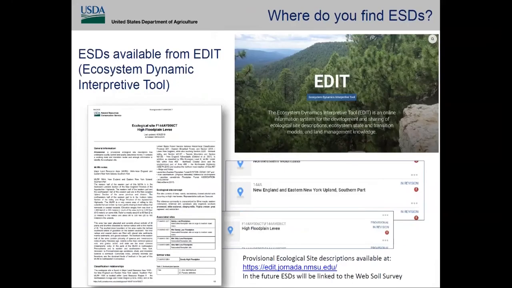So where do you find them? Here you can find them in EDIT. Here is one for high floodplain levee. Eventually, all of these will be located in Web Soil Survey. You can see here they are linked to our database. Our soils database is called NASIS, which stands for National Soil Information System. So they'll get linked to components in the soil map unit, and we export them and upload them into Web Soil Survey.